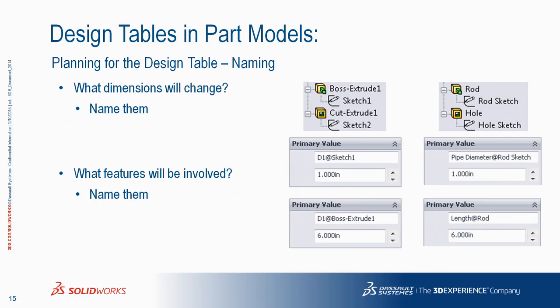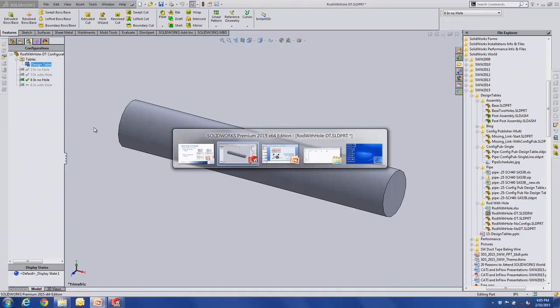You can see in the example that we have there, we take boss extrude 1, sketch 1, cut extrude 1, sketch 2, and we rename those to something more appropriate for what we're building at that point. We got rod, hole, pipe diameter, length at rod. All of these things update at that point in time.